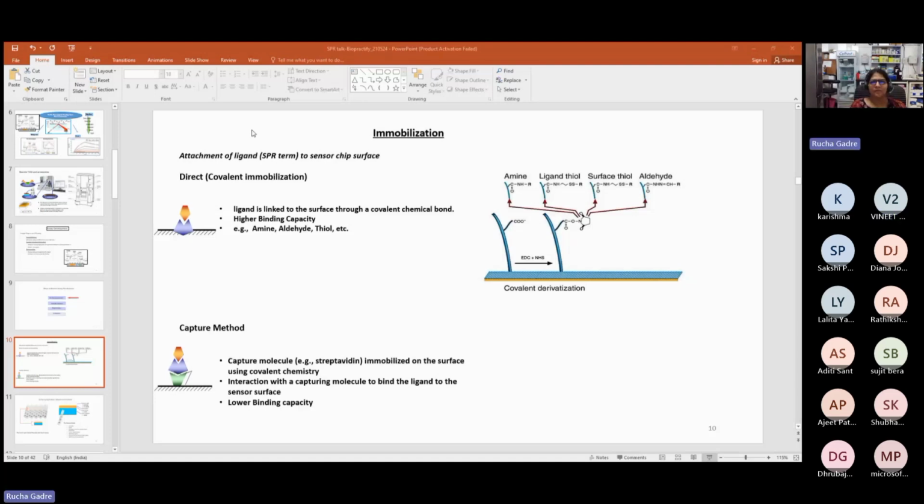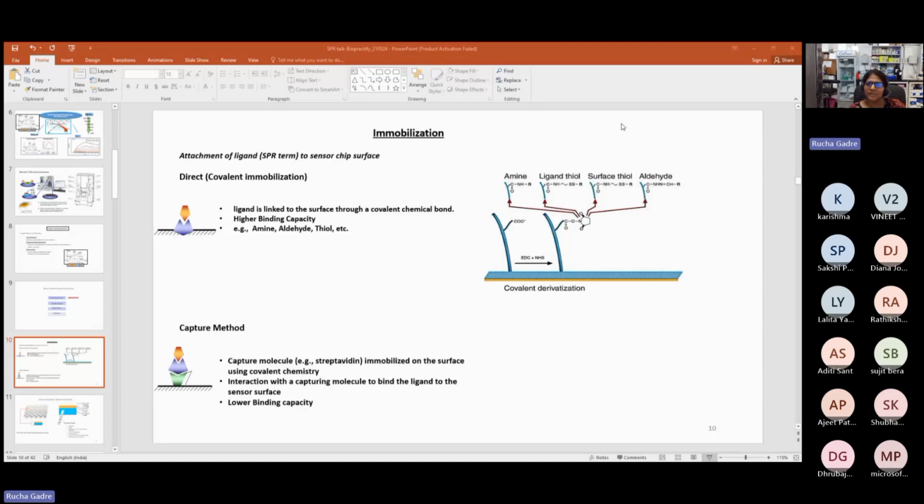Next, in surface preparation, I will show you one of the chips, called the CM5 chip. This is typically how the chip looks. There is a glass or plastic support, a gold layer, and a dextran matrix adhered to it. To this dextran matrix, derivatives are attached, which help us with immobilization.